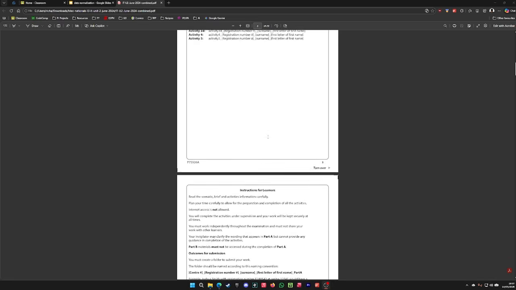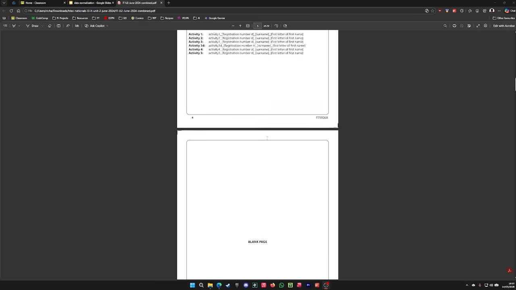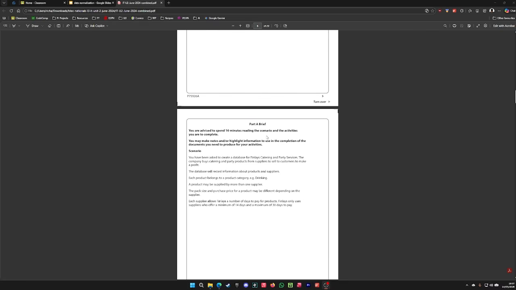We're going to go past all the introduction information and go straight to the brief. So in the brief, it tells us we've got a scenario where we're creating a database for a catering and party service where this company buys supplies from different suppliers to sell to customers. Each product belongs to a different category, so for example, drinking. A product may be supplied by more than one supplier because there are different suppliers in the data set. The pack size and purchase price for a product may be different depending on the supplier.